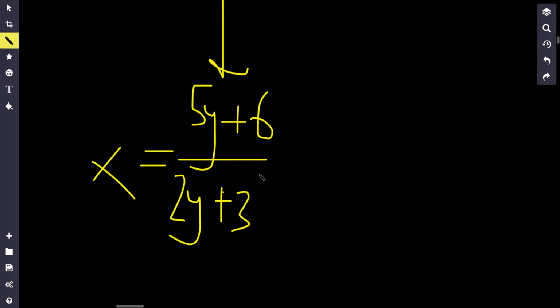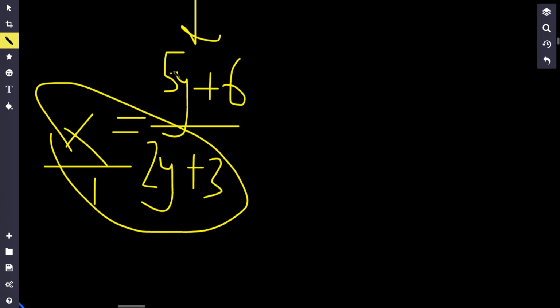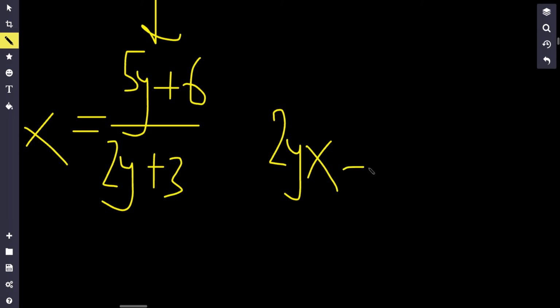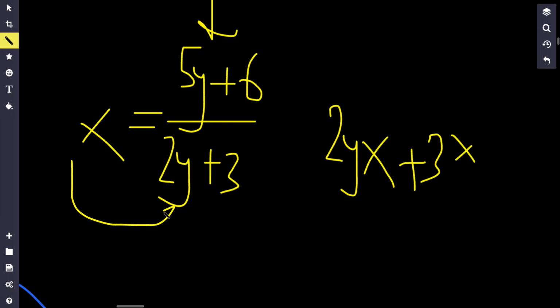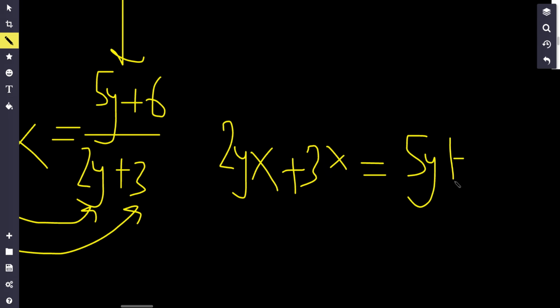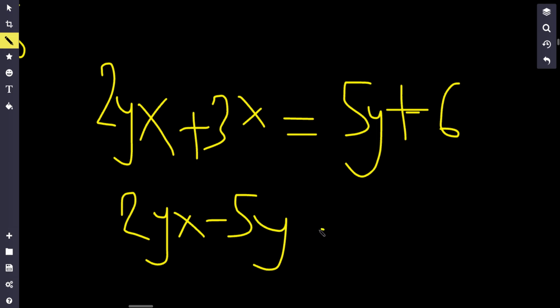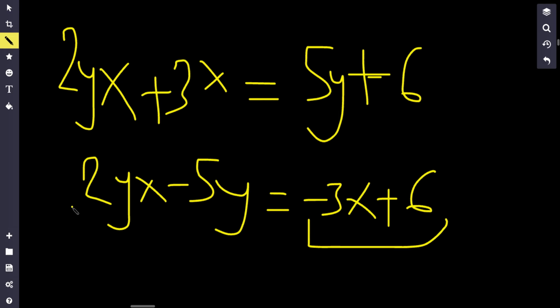Now let's just solve for y. I'm just going to cross multiply, I guess, right? Because you can think about this x as x over 1, so let's just cross multiply. So I'm going to get 2yx plus 3x, right? Because I have to distribute this x to both terms, is equal to 5y plus 6. Now to solve for y, I'm going to move all the y's to one side and all the non-y's to the other side. So it's going to be 2yx minus 5y is equal to negative 3x plus 6, right? So I just moved all the non-y's to one side, all the y's to the other side.